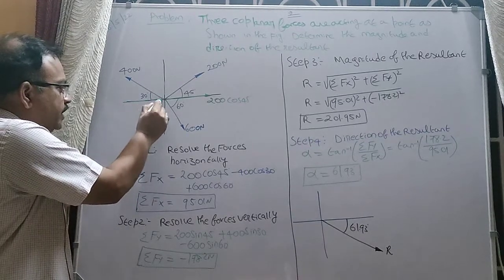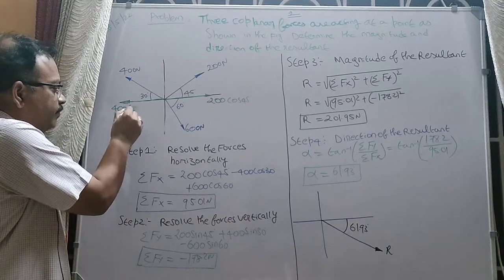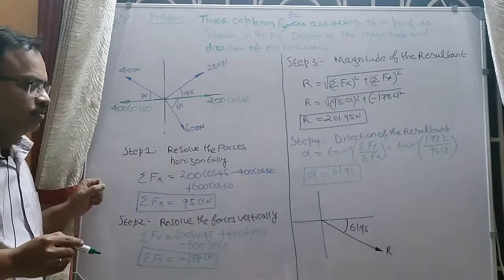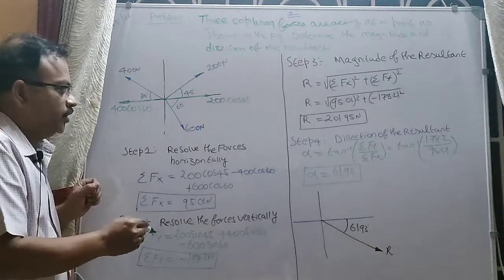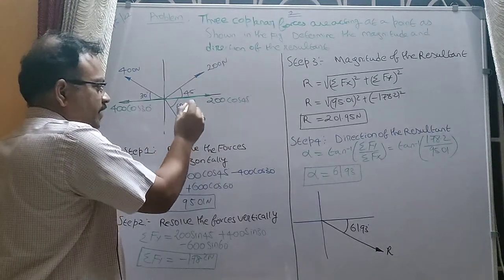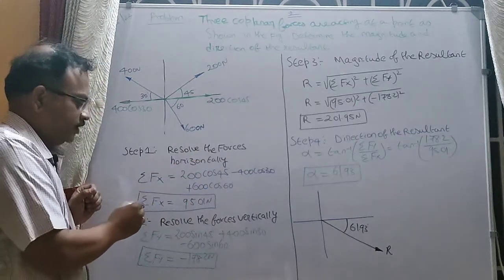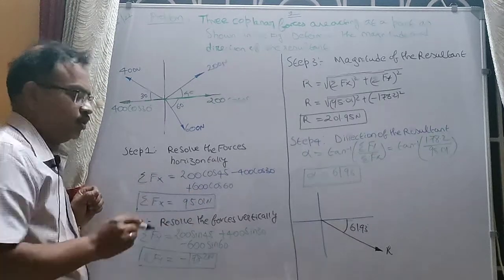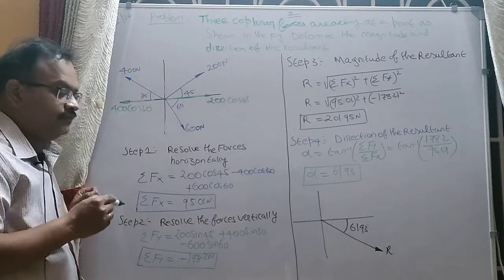Next, if you go to the 400 Newton force and resolve it horizontally, it will be acting towards the left. So this is 400 cos 30. Since it is acting towards the left, you put a minus sign here: minus 400 cos 30. Next, the 600 Newton force, resolved horizontally, will be acting towards the right and it will be 600 cos 60. Now if you sum all these three forces, you get the horizontal component of the resultant, that is, sigma Fx is equal to 95.01.